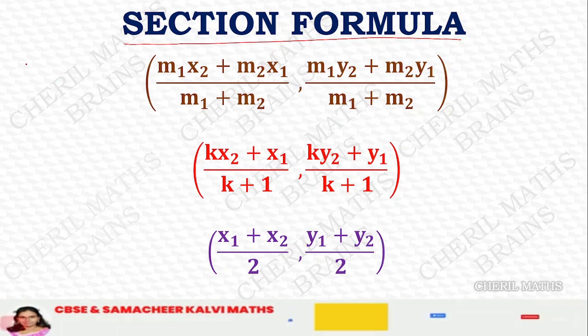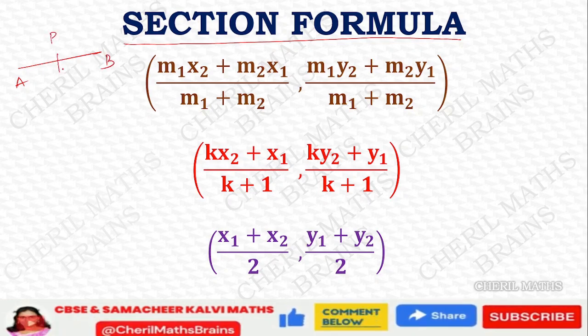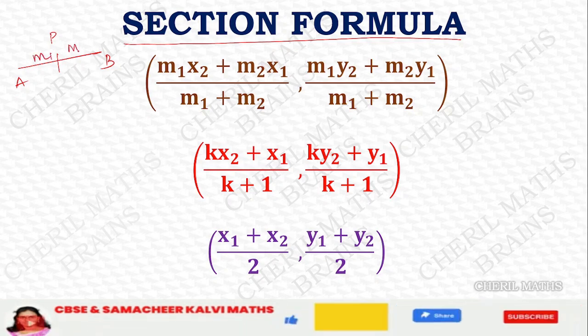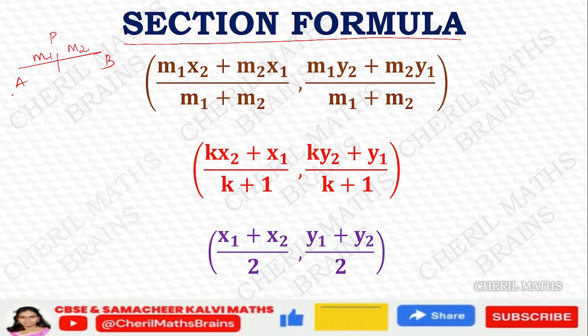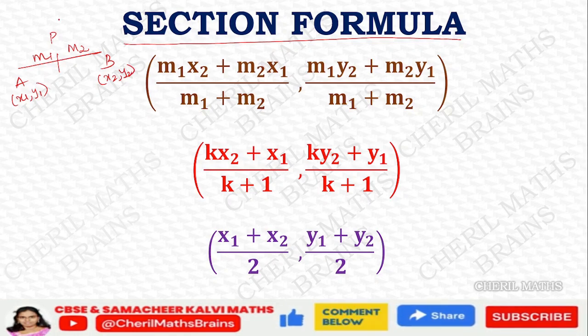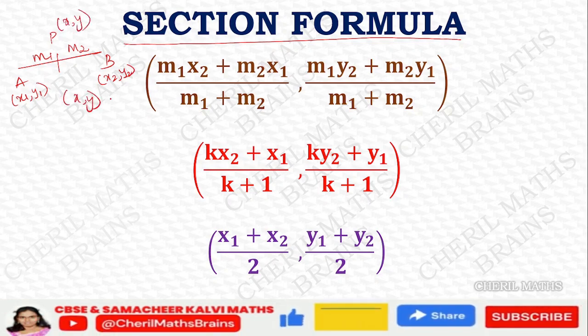You see that there is a line AB and you have a point P dividing this line into a ratio of M1 and M2. The ratio of M1 is to M2. In that case A will be x1 comma y1 and B will be x2 comma y2, and this point P is x comma y. This point x comma y is found out by using these formulae.